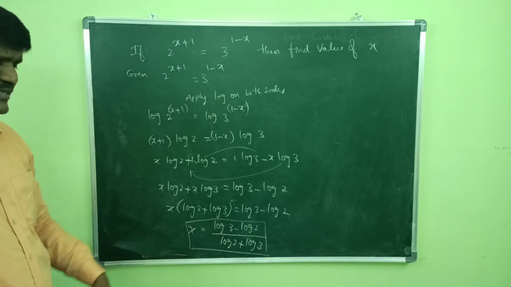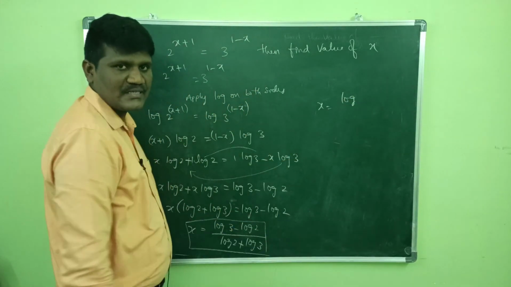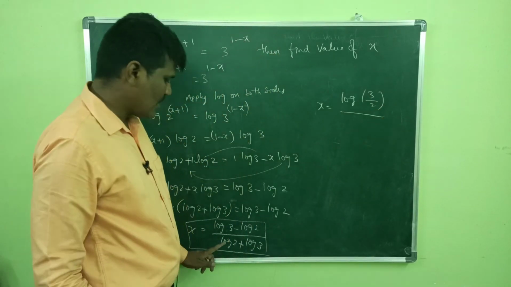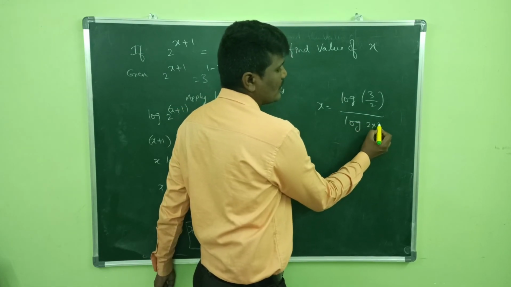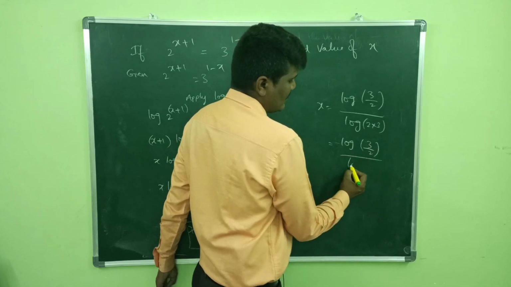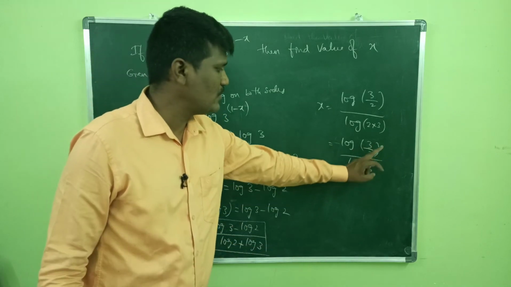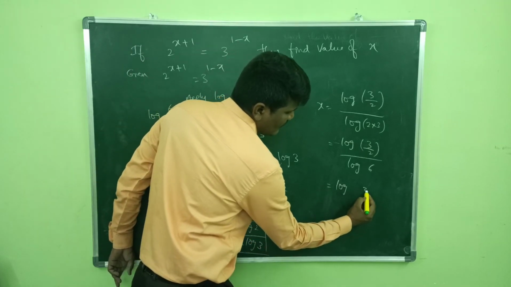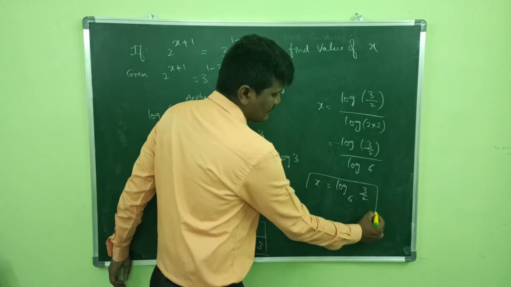Or else you can further simplify it. How to simplify it? X is equal to, you can write log a minus log b is log a by b. So log 3 by 2 you can write. Log 2 plus log 3 will be log 6, log 2 into 3. So you can write log 3 by 2 by log 6. Right, log 3 by 2 by log 6. Or else this you can write log 3 by 2 to the base 6 also. So this is the value of x.